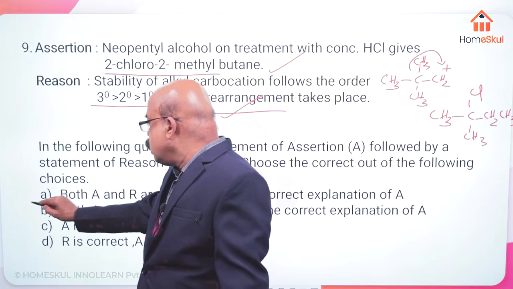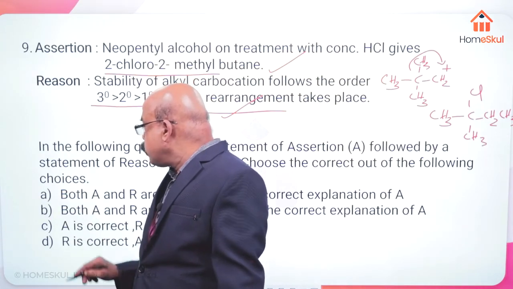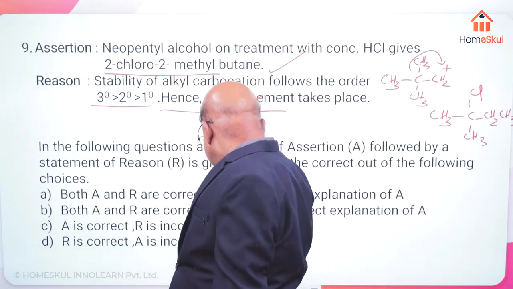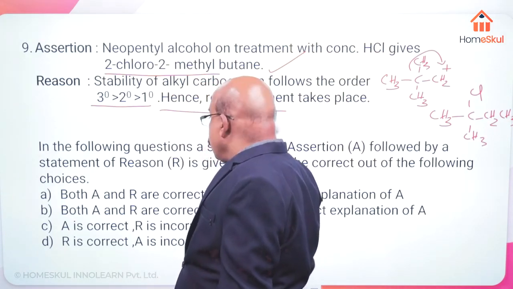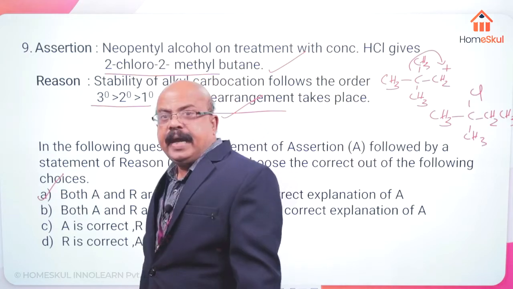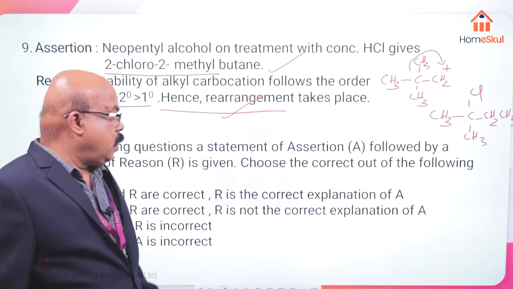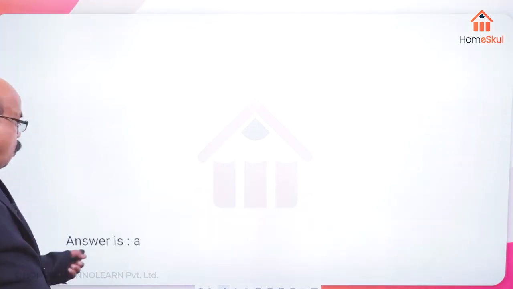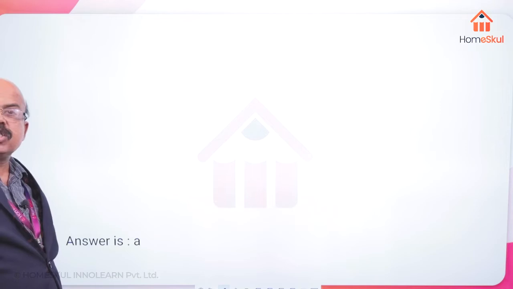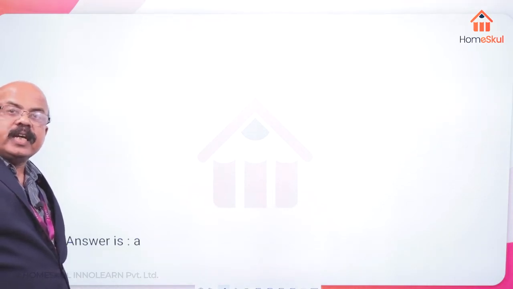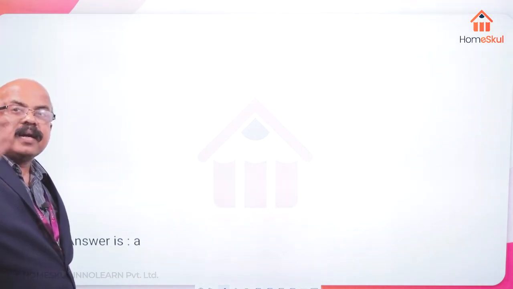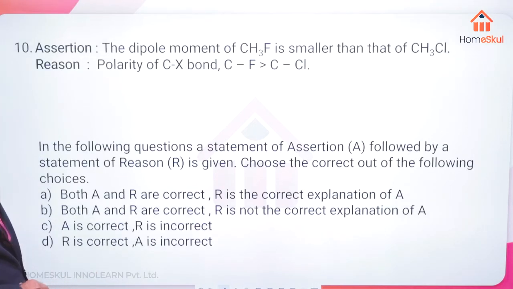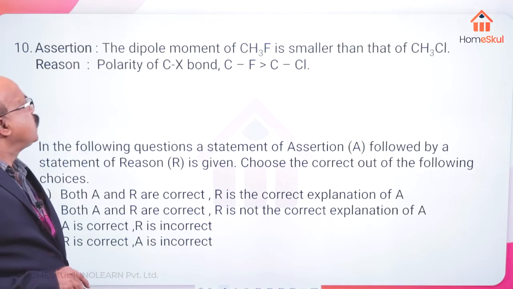So in this case, your option is A. See the answer key. Option A is your answer. That means the assertion is correct, the reason is correct, and it is the correct explanation. That is very important. And we can become familiar with another assertion-reason type question.